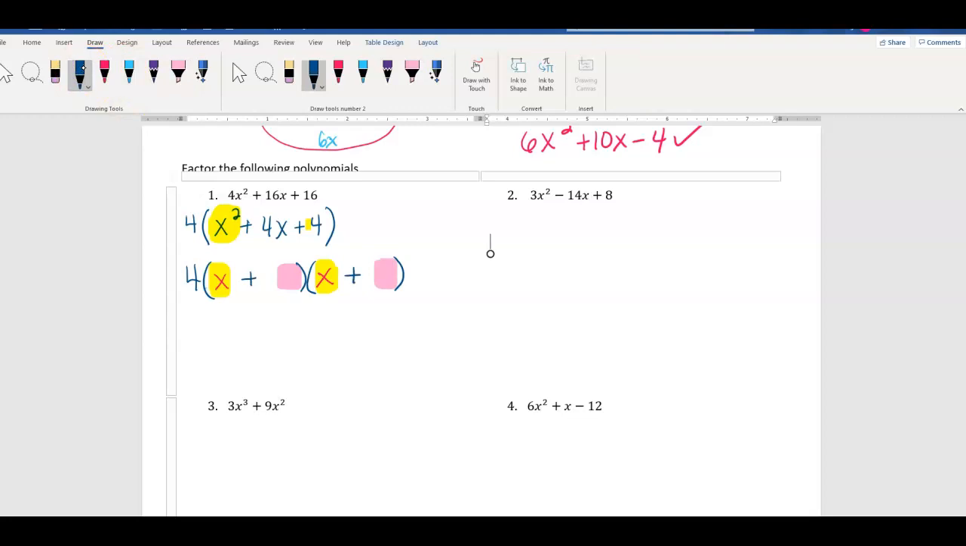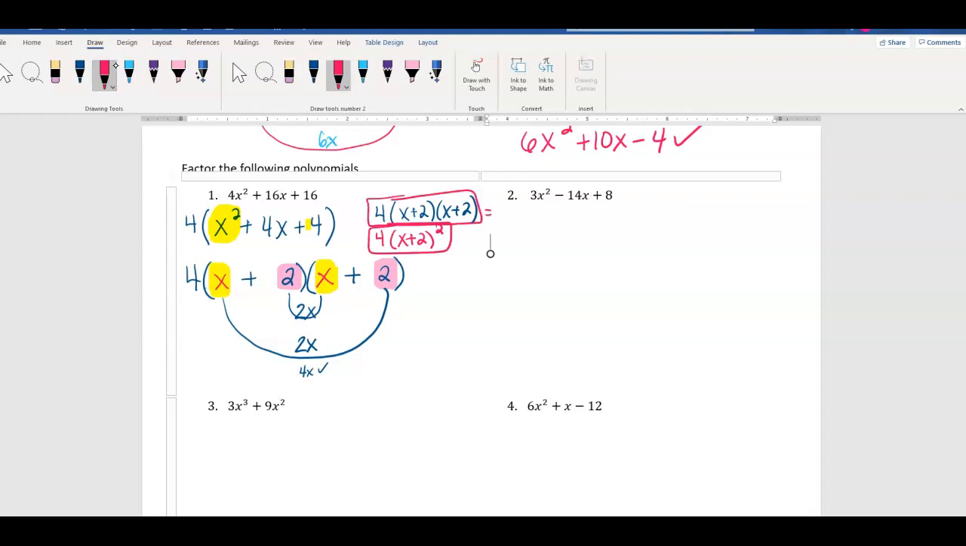Now, my choices are 4 and 1 or 2 and 2. I typically like to start with the ones that are closer to each other, so let's go ahead and check that out. Let's check the nose and check the mouth. This gives me 2x and this gives me 2x. When I add those together, do I get 4x? I sure do. So I am done. I get 4 times x plus 2 times x plus 2. Now, if you're really thinking about that, you could also write that as 4 times x plus 2 all squared. So either one is acceptable, the shortened version or the longer one.